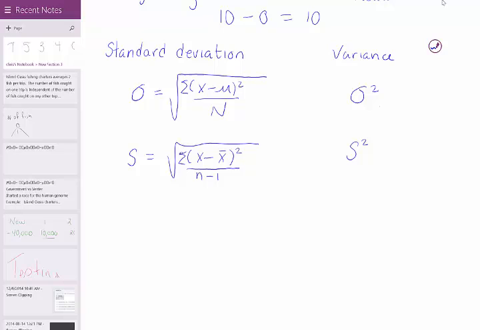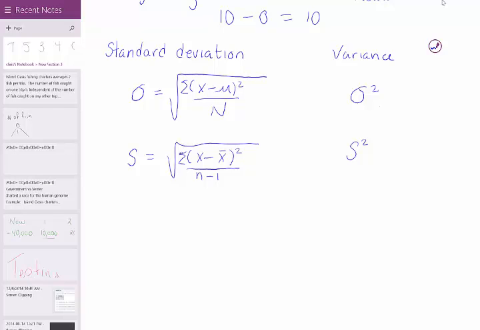But the reason that that's not a perfect way to think about it is because we square that difference. So what that does is it makes extreme values, values that are way above or way below the mean, count for a lot more. It's like a weighted average where values farther away from the mean are weighted higher.